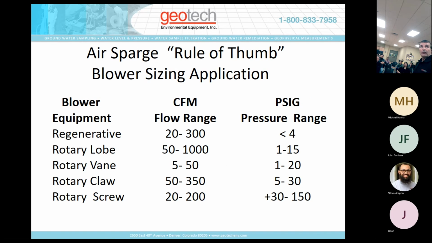And just a rule of thumb here, different blower types with their CFM and pressure ranges that we have available. So regenerative would basically be a very low pressure range, all the way up to a rotary screw, which has a very high pressure range. The rotary claw and the rotary vane are probably the most commonly used that we've found in systems that we've supplied. But the rotary lobe or the positive displacement have a lot of applications as well.